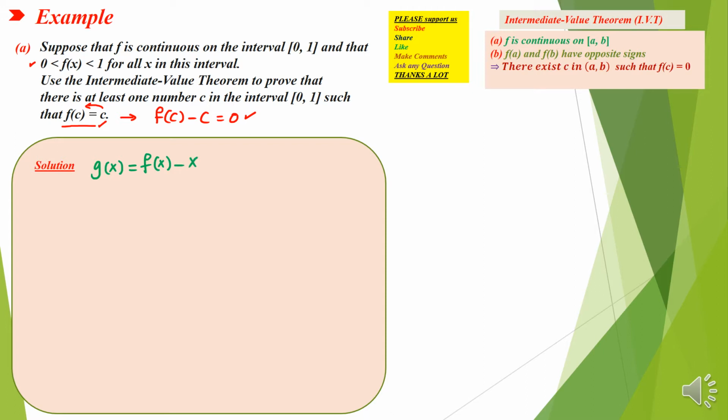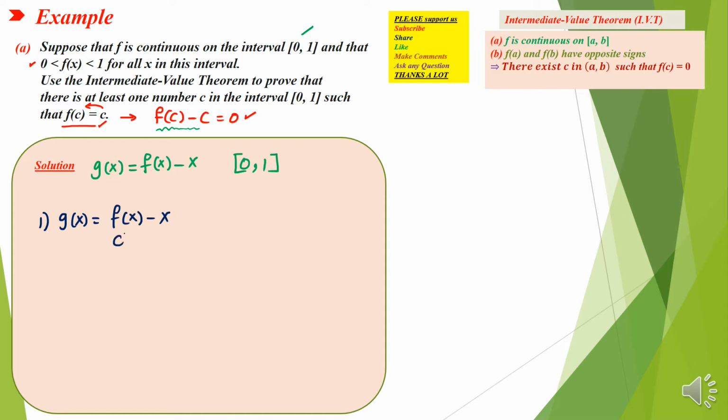From the statement you want to prove, we replace c by x, and also you have to create an interval, and the interval is given for you in this question, and it will be from 0 to 1. Now you have to check the conditions of the I.V.T., and the first condition is the continuity. As you see, g of x equals f of x minus x.